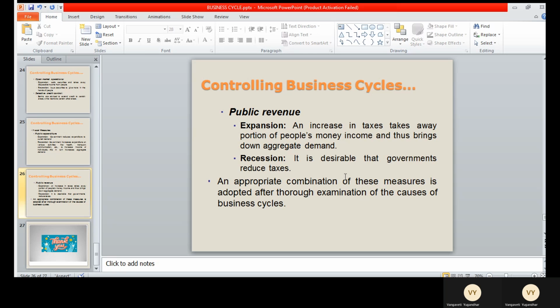An appropriate combination of these measures. We have discussed many measures at firm level, at government level, during expansion, during recession. Therefore, an appropriate combination of these measures is adopted after thorough examination of the causes of business cycles. First of all, they have to identify the causes, because there are various causes and various factors. According to those causes and factors, the measures have to be taken so that the business cycles can be controlled to a certain extent.